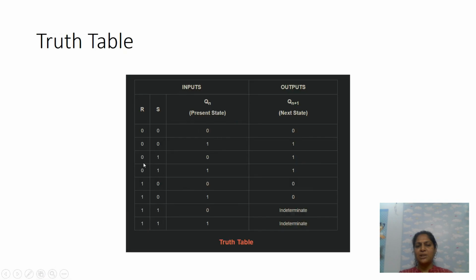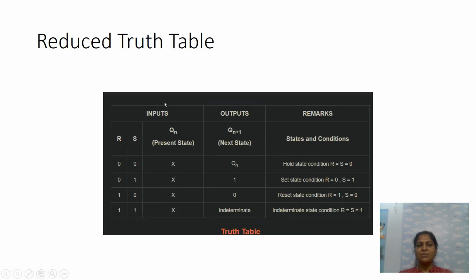Next, coming to the different inputs. If the inputs are 0 1, whatever the present state, the output is 1, that is the set state. Coming to another combination, 1 0: whatever the present state, 0 or 1, the output is 0, that is reset. Now when both inputs are 1 1, whatever the present state, either 0 or 1, the output is an indeterminate state. So this is the simplified truth table for the SR latch using NOR gates.